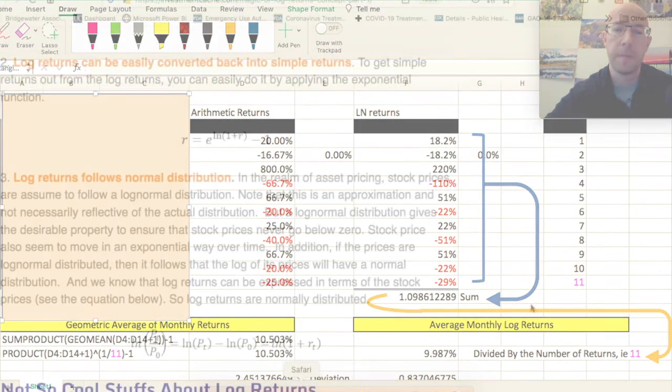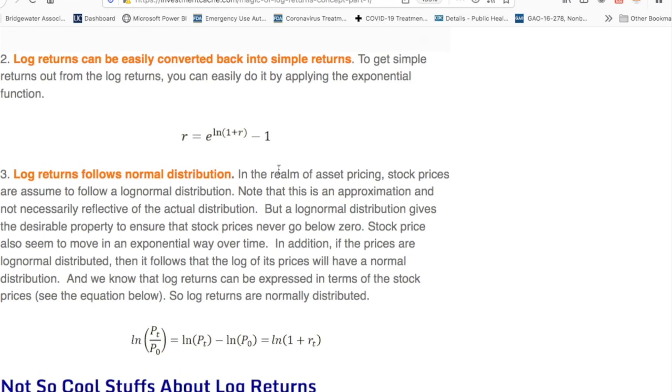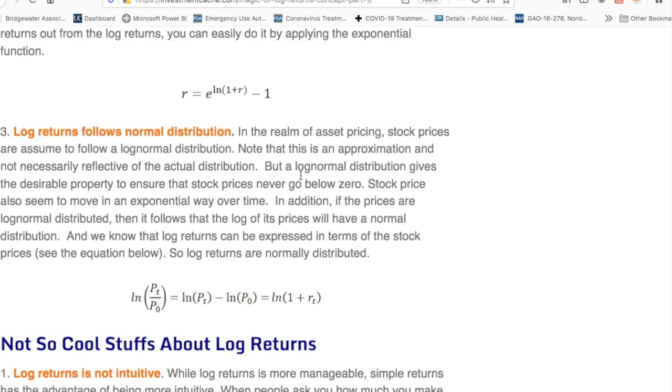What else do they have to say? Here's a couple other things that people like about log returns. They say it's very easy to convert back to simple returns, or arithmetic returns, same thing, simply by this fairly simple formula. It's not that difficult, and especially if you're using Excel, it's not that many characters. So it's not that hard to switch back and forth from one to the other. They like it for that reason.